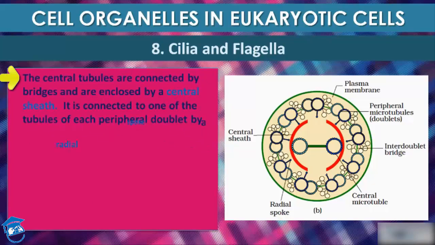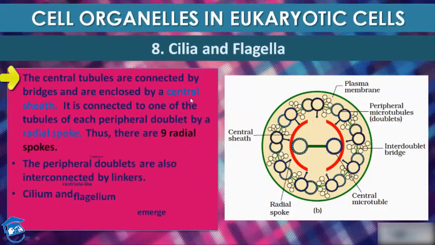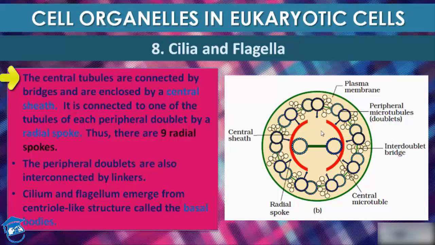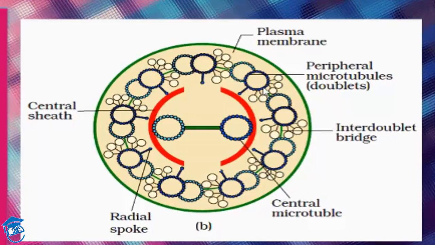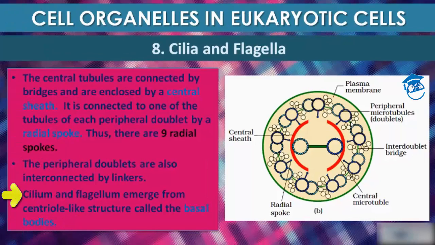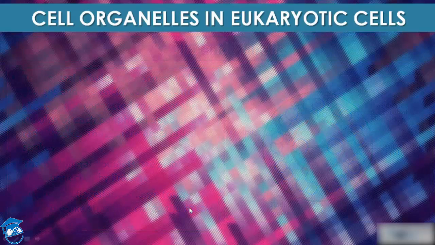So the central tubules are connected by bridges and enclosed by the central sheet, as I just taught you, and it is connected to one of the tubules of each peripheral doublet by radial spokes. Thus there are 9 radial spokes. See, these are called radial spokes, so don't get confused with them. The peripheral doublets are also interconnected by linkers. See, this green one is the linker. Cilium and flagellum emerge from a centriole-like structure which we call the basal body. So this was about cilium and flagellum.